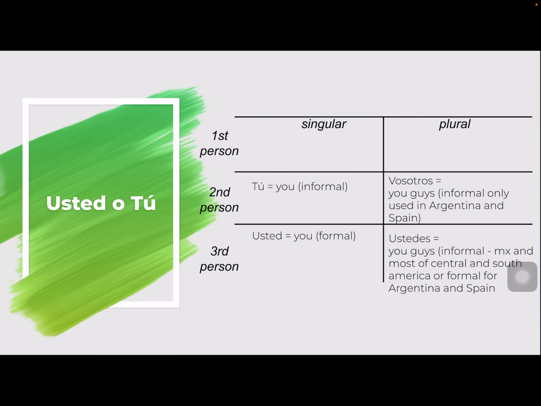So, okay. Ahí está. So, como yo dije, tú es informal, usted formal. You're going to use that third person singular if you're using usted. Vosotros, so in Argentina and Spain, this is how they informally say you guys. In other countries that speak Spanish that are not Spain and Argentina, Centroamérica también, Honduras también lo usa. Honduras, El Salvador usa vosotros.